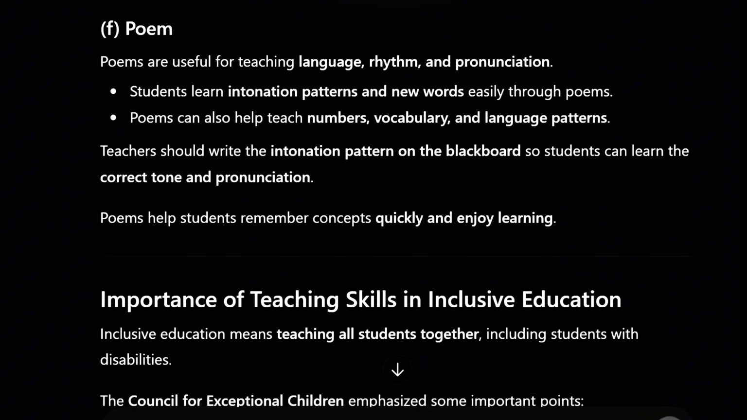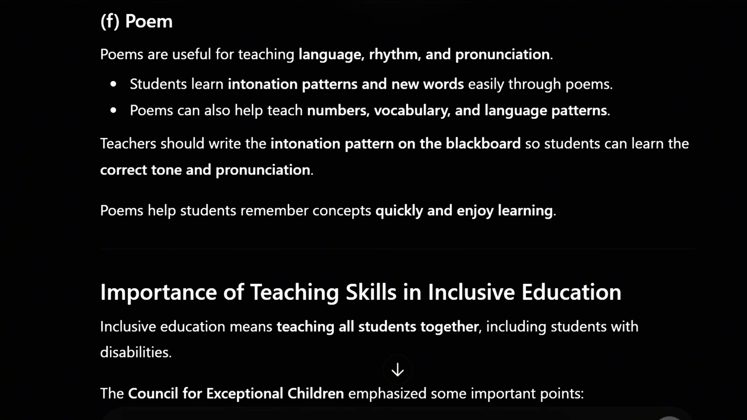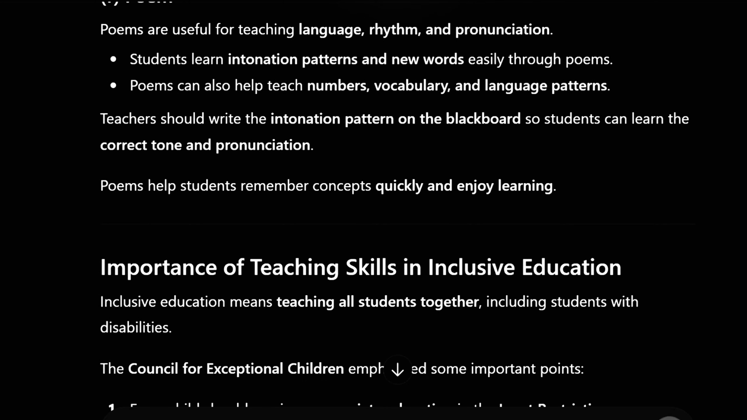Poem. Poems are useful for teaching language, rhythm, and pronunciation. Students learn intonation patterns and new words easily through poems. Poems can also help teach numbers, vocabulary, and language patterns. Teachers should write the intonation pattern on the blackboard so students can learn the correct tone and pronunciation. Poems help students remember concepts quickly and enjoy learning.